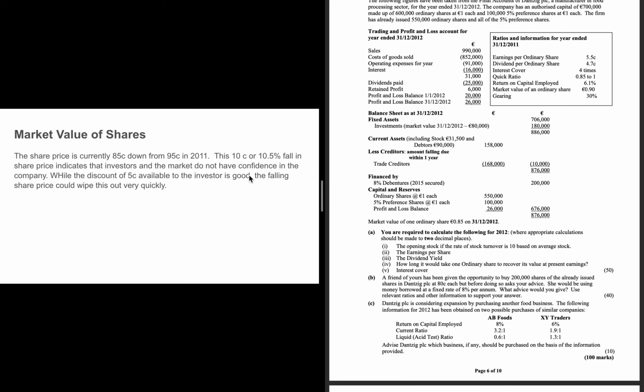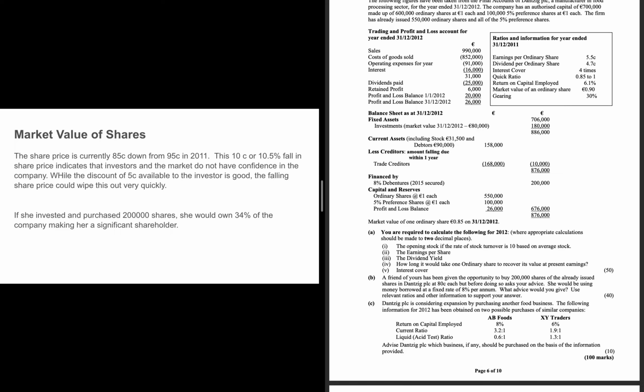Now, you're getting a discount. You're not getting them for 85 cents, you're getting them for 80 cents. And that's good, but you can't ignore the fact that the share price is falling, and the share price could fall below that 80 cent very, very quickly with their current standings.